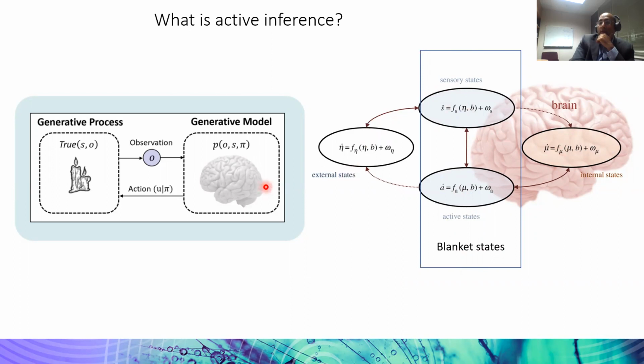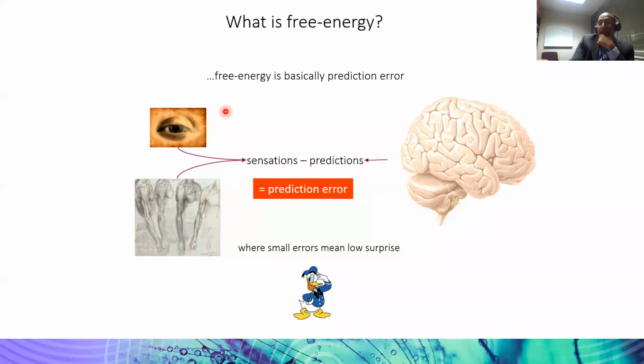Now, how is this related to the free energy principle that I was talking about, and the concept of surprise? What I'm trying to show here is that we have sensations, and our brains have internal generative models. They make predictions about what's happening, and the difference between them is what we call the prediction error. This prediction error can be thought of as a surprise. So all the time, biological agents are trying to minimize the prediction error or the surprise. That's how they adapt themselves to the outside world, and that's how they survive.